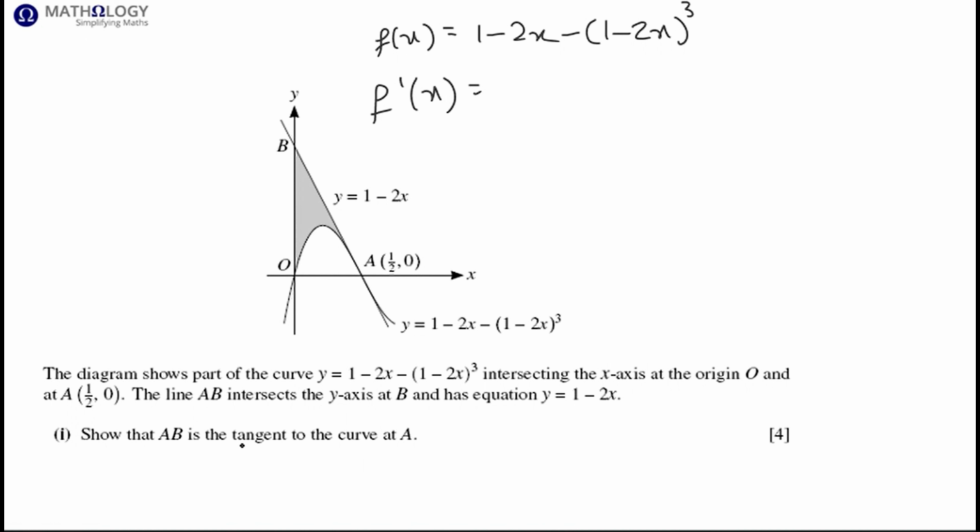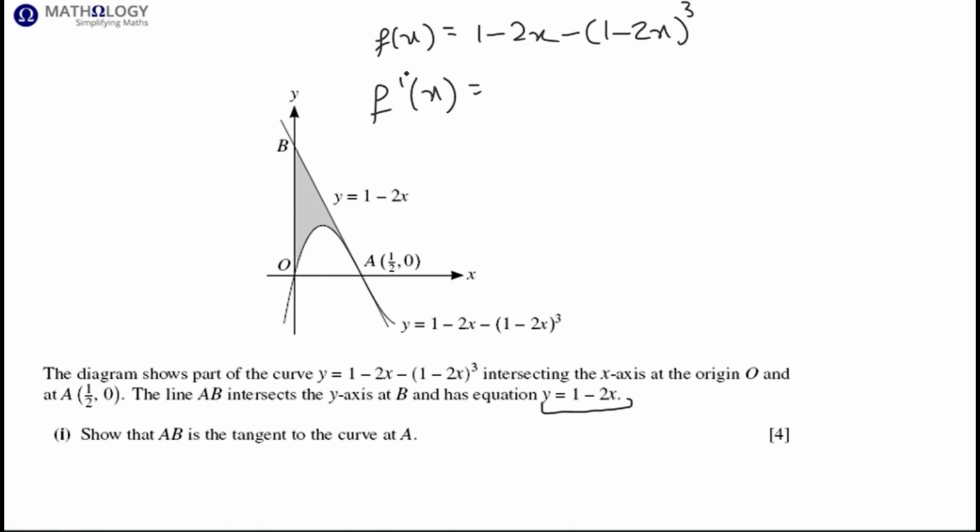The fact that we're looking for a tangent to the curve at A, and we know the coordinates of A, means that once we get the gradient, we can then find the equation of the tangent. And we're required to show that AB is the tangent. So essentially, we're just finding the equation of the tangent to the curve f at A and showing that it's defined by y equals 1 minus 2x.